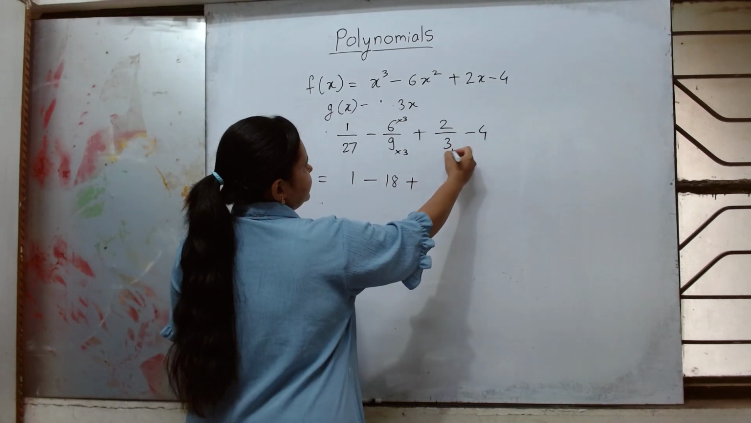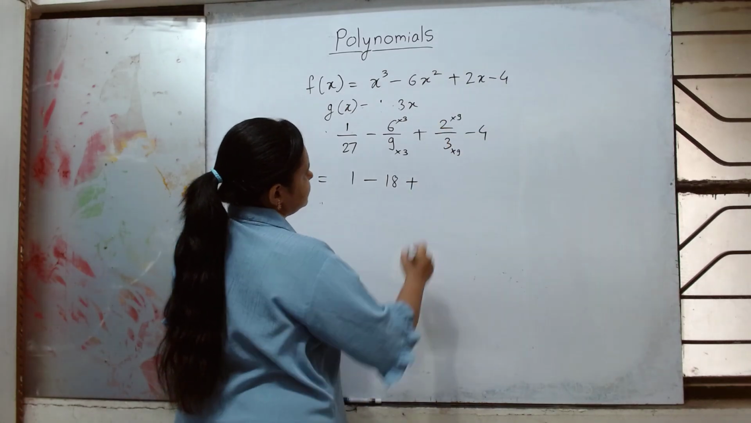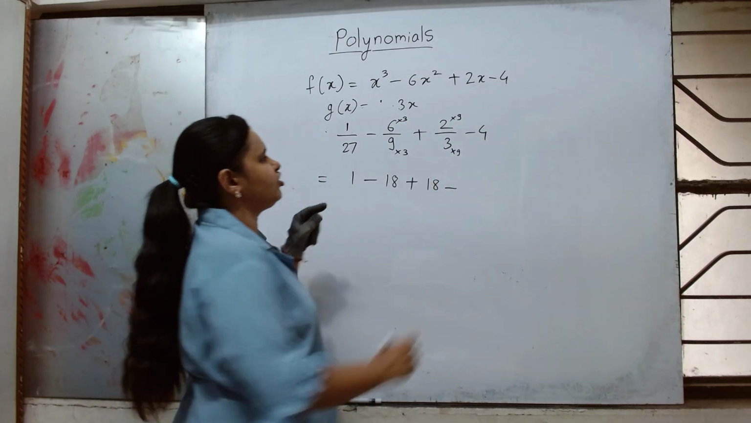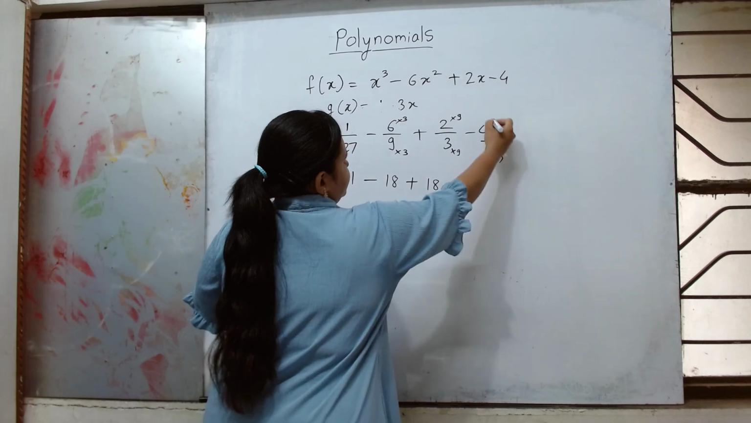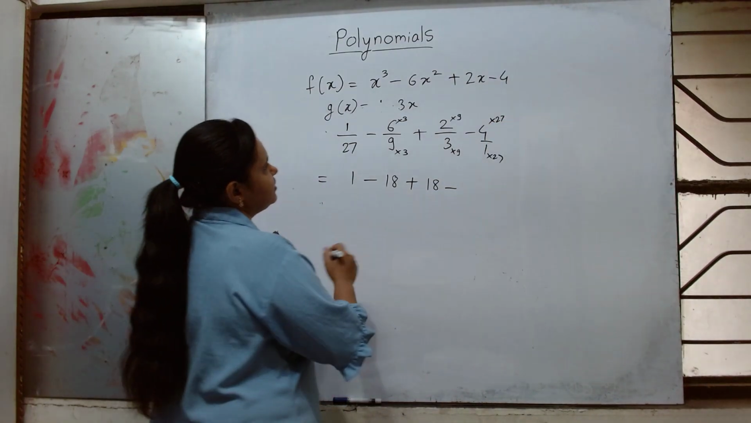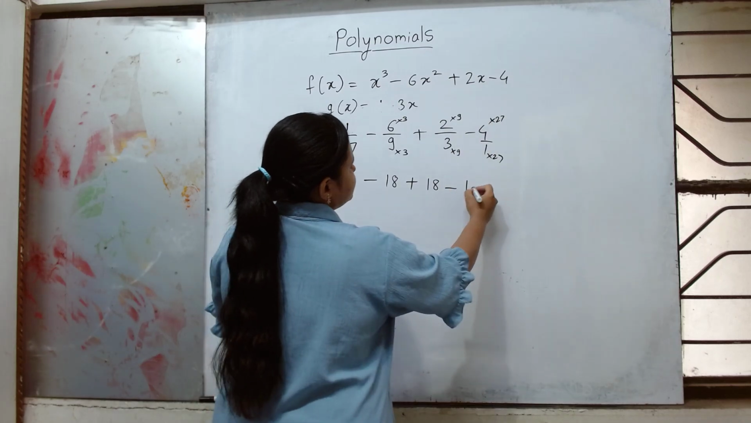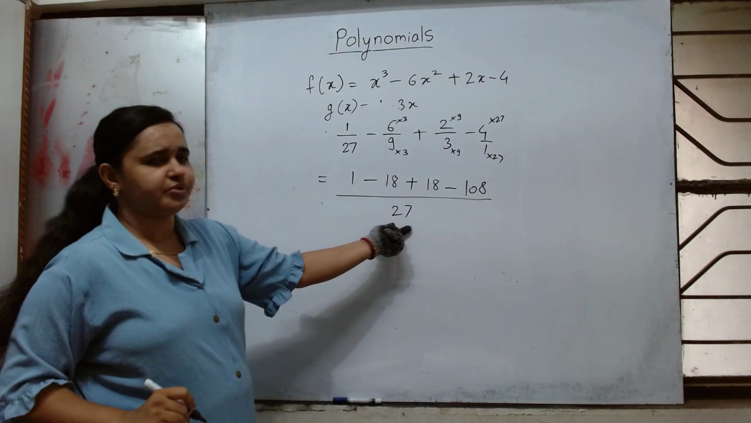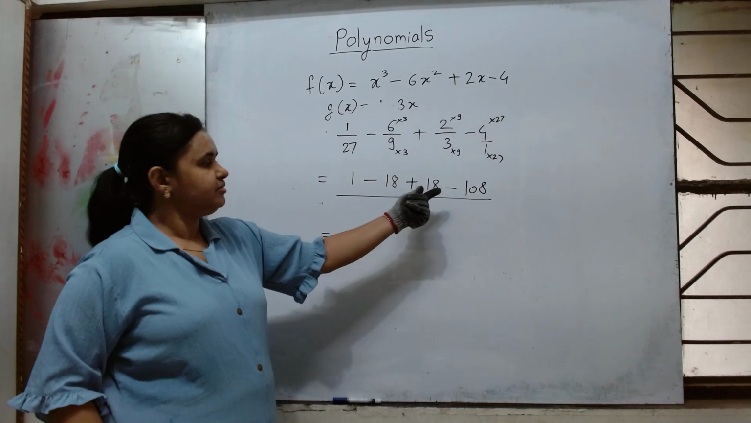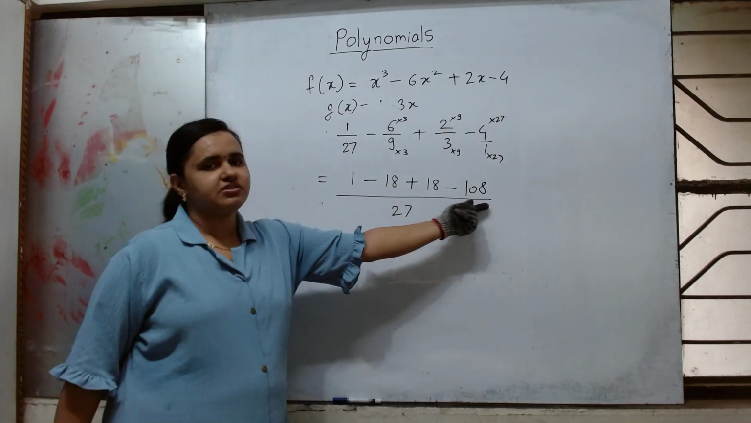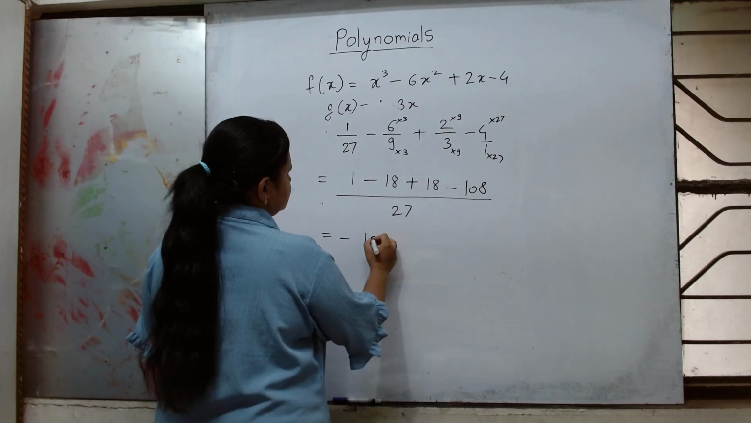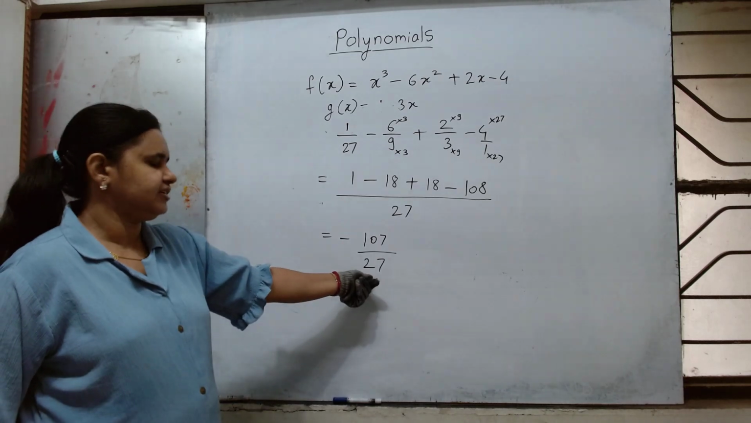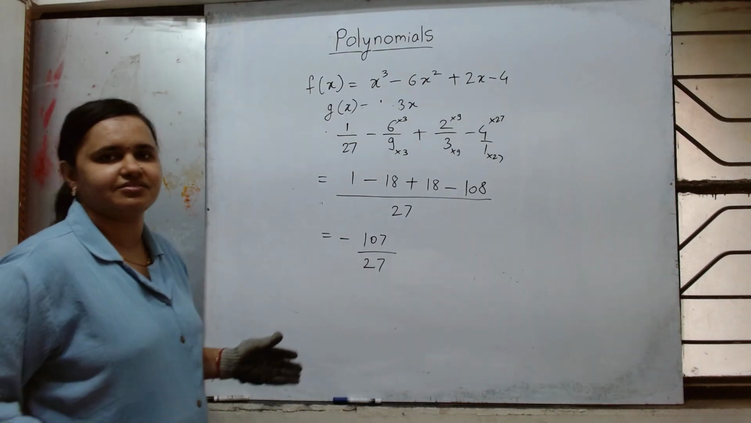We want here 27. It will multiply by 9. It will be 18 minus. Here also we want 27. Denominator is 1, so multiply by 27. Numerator will also be multiplied by 27. So what is 27 multiplied by 4? It is 108 upon LCM, which was 27. Now minus 18 plus 18 is 0. 1 minus 108 is minus 107 upon 27. So our answer, the remainder, is minus 107 upon 27. So option first.